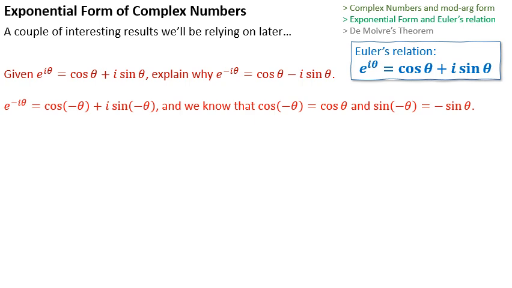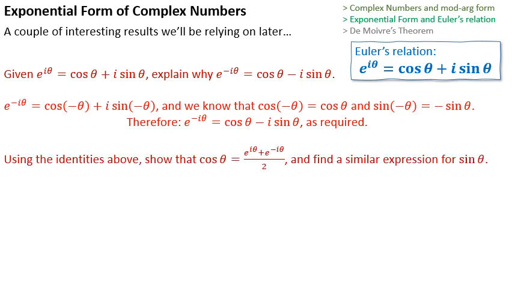If we use those results, you can see that we can very quickly convert this expression that we've got into the form that we're looking for. Cos minus theta just becomes cos theta directly. Sine minus theta becomes minus sine theta. So the plus i sine minus theta becomes minus i sine theta. That's exactly what we needed.